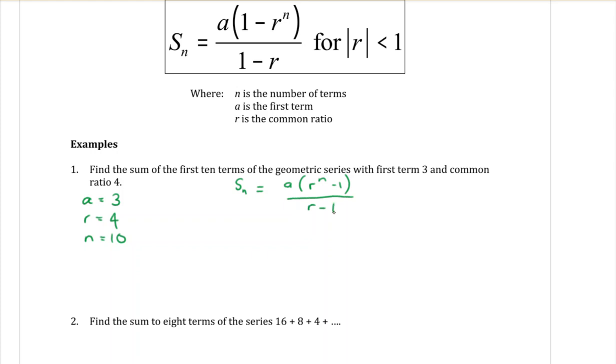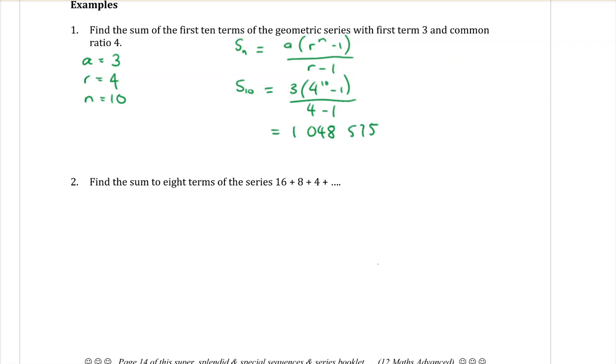So just subbing in, this question is just straightforward. The sum of 10 terms equals A is 3, R is 4, n is 10. And then just calculator. It's quite a big number. It should be 1,048,575. Okay, straightforward. Not going to get any easier than that. So next question.